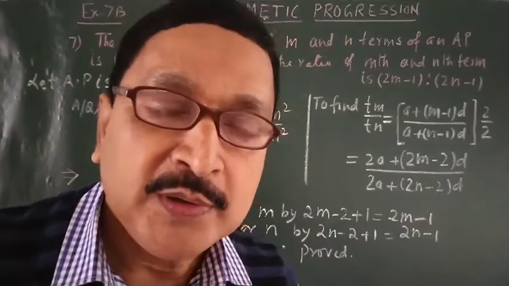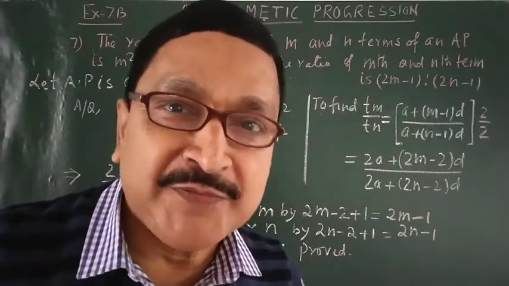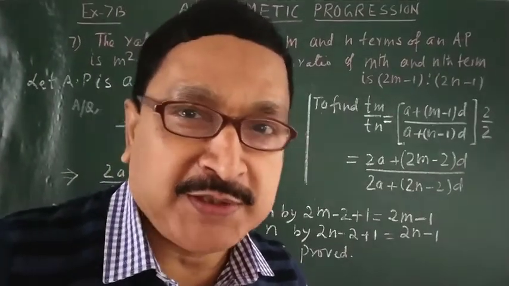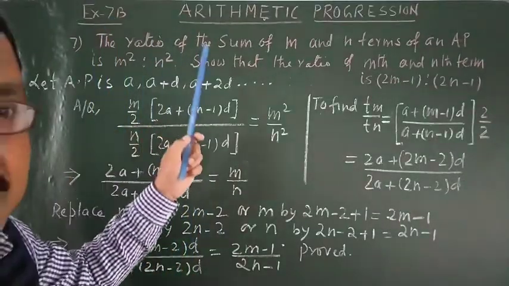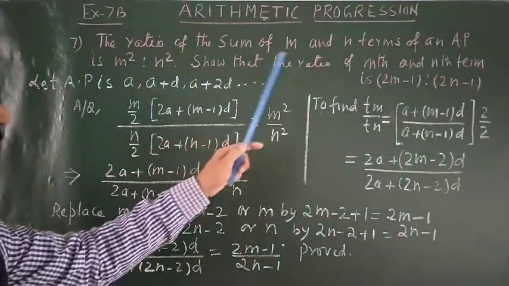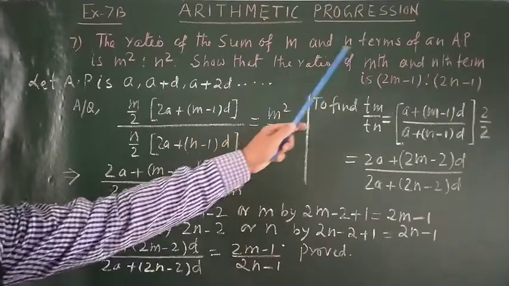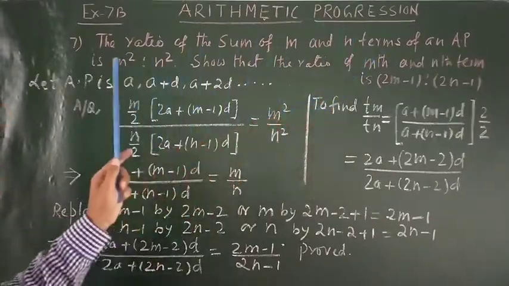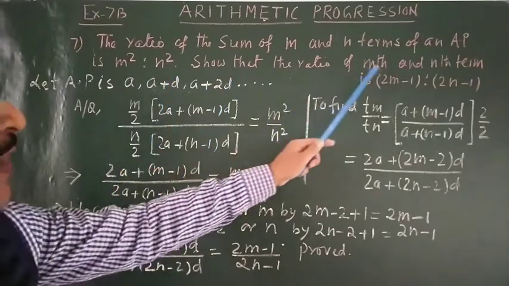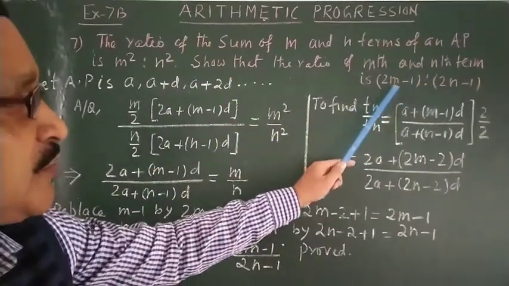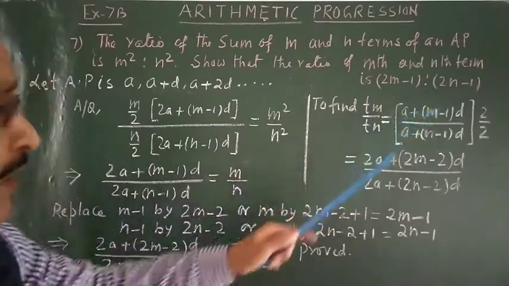Hello one and all, it's time to share the second video on arithmetic progression. This is problem number 7 of exercise 7b. The ratio of the sum of m terms and n terms of an AP is m square ratio n square, so that the ratio of the mth and nth term is 2m minus 1 ratio 2n minus 1.